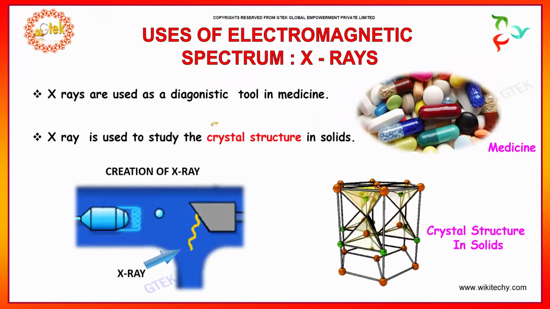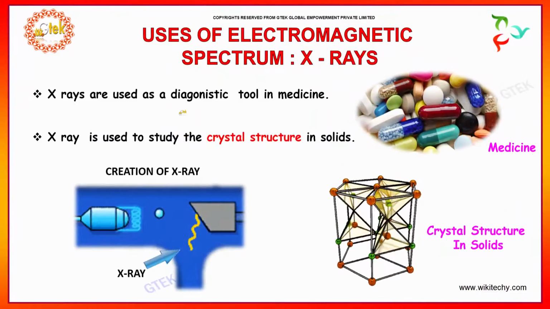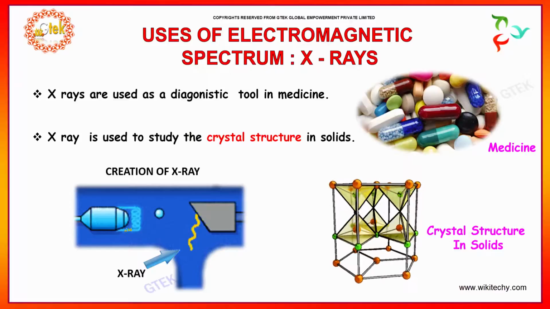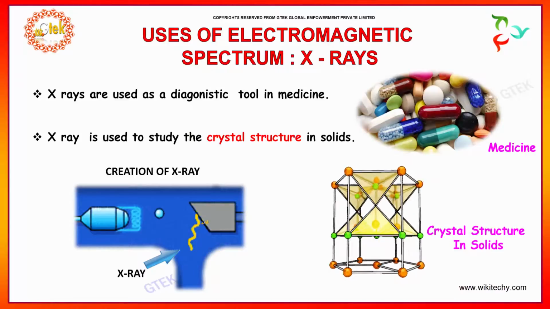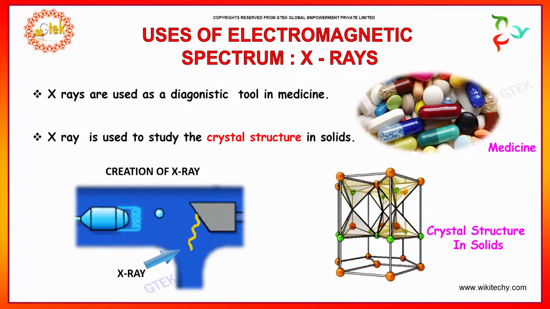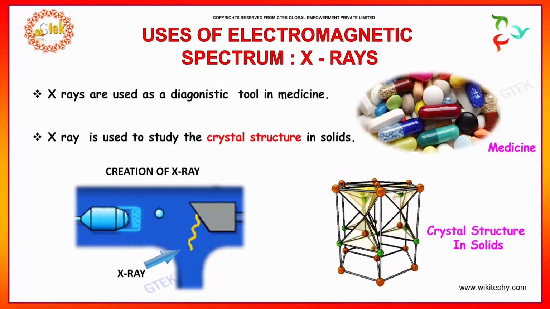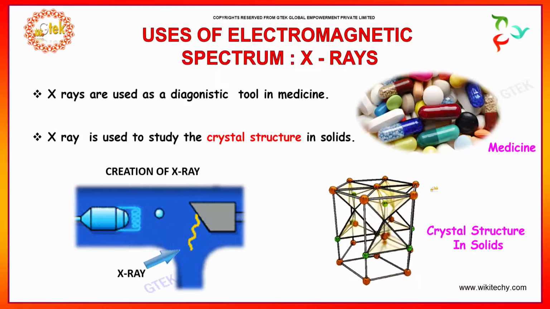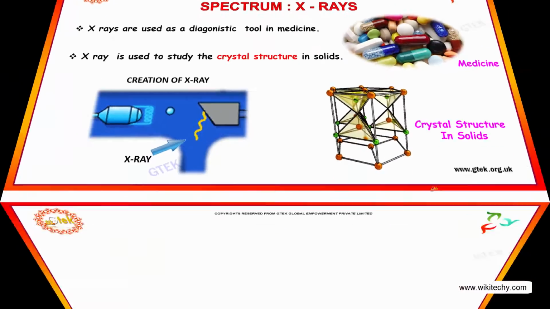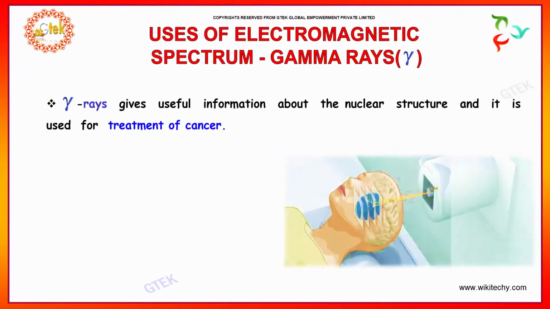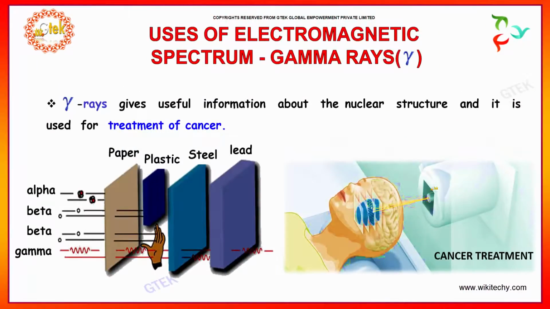Now we'll talk about X-rays. X-rays are used as a diagnostic tool in medicine, and they are used to study the crystal structure in solids too. Now we'll talk about gamma rays. Gamma rays give useful information about the nuclear structure and are used for the treatment of cancer.